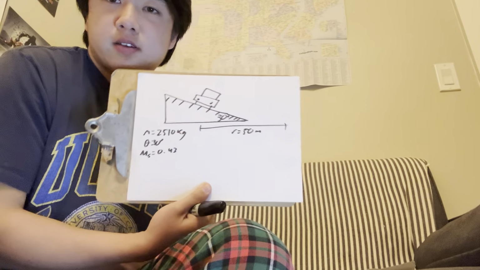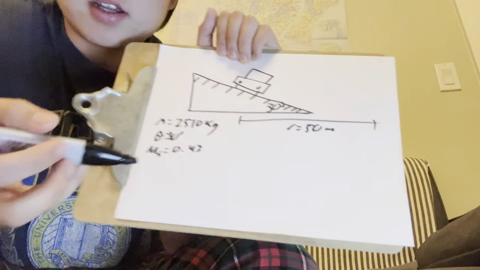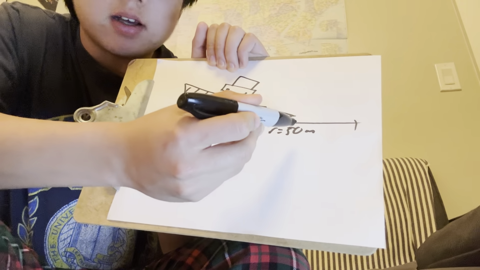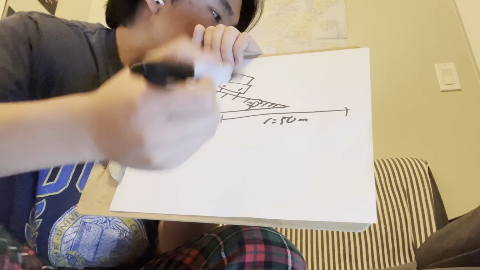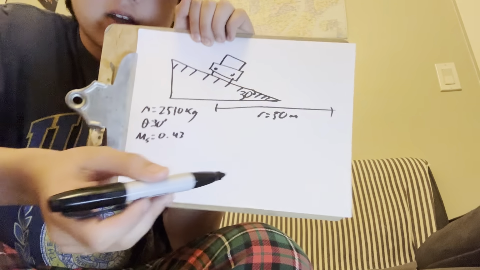Okay, so today we'll be explaining an AP Physics free response question. So here is our situation. There is a ramp, a curved ramp, where the radius of curvature is 50 meters.